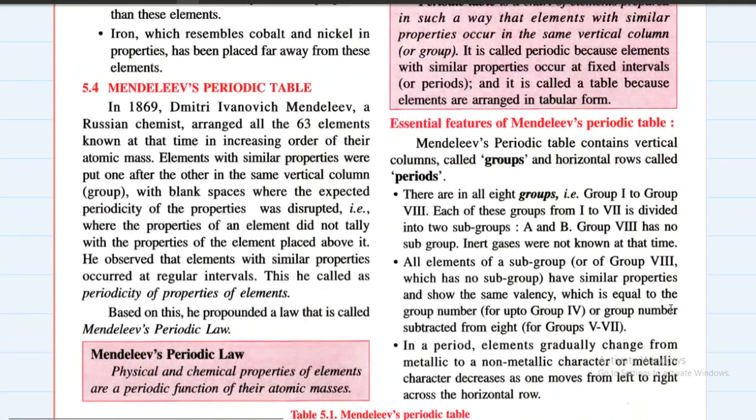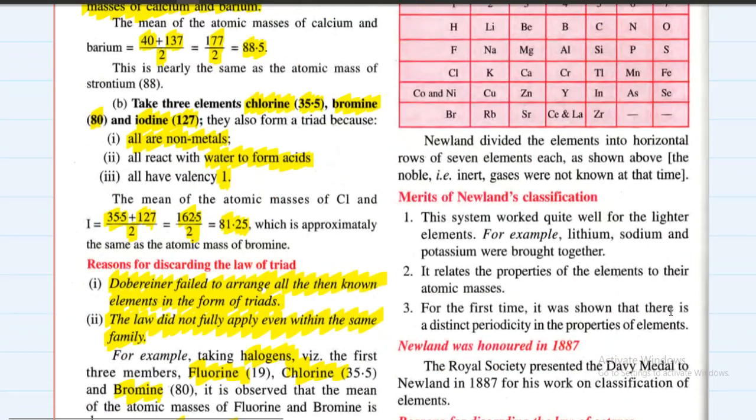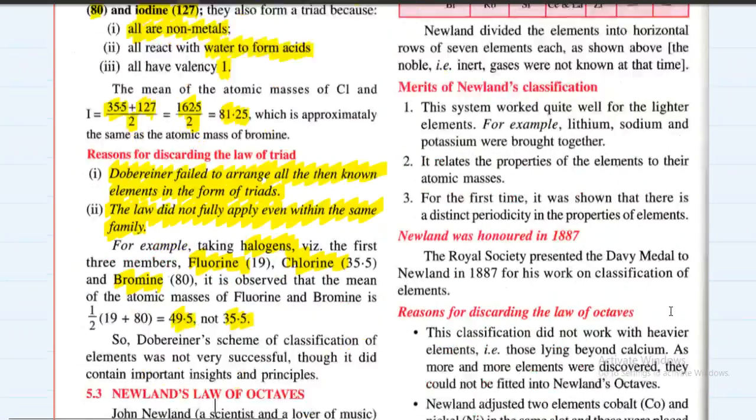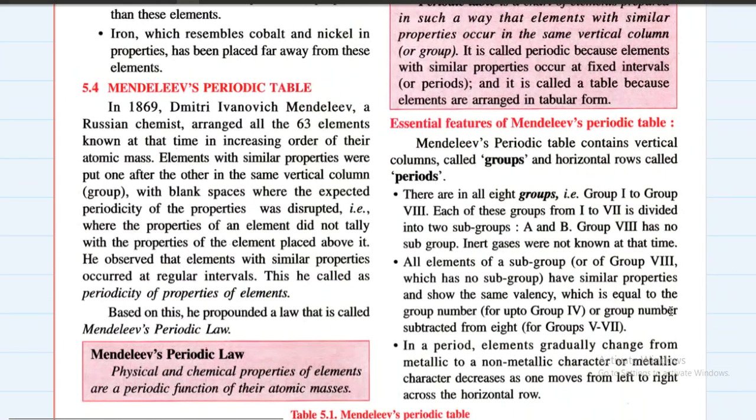So, one more failed attempt, but yes, I think it is the beginning of something new. And the next scientist to come is Mendeleev, Dmitry Ivanovich Mendeleev, a Russian chemist, who in 1869 arranged all the 63 elements known at that time in increasing order of their atomic mass.